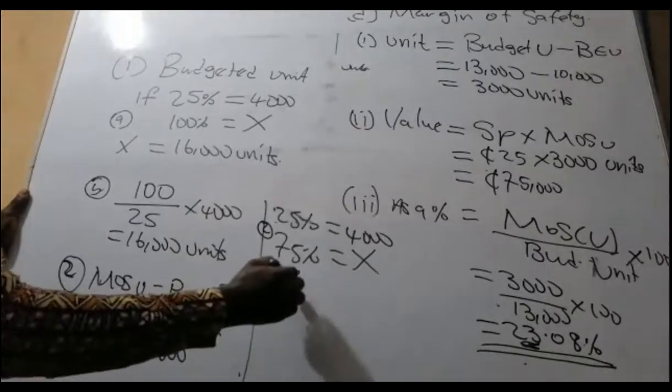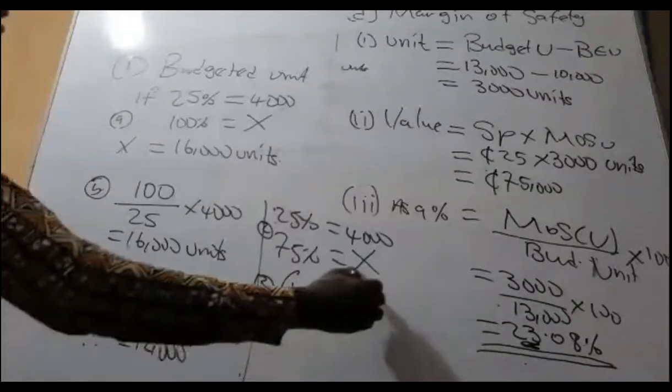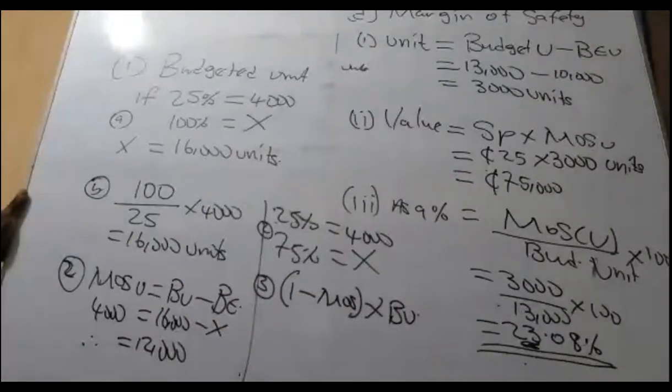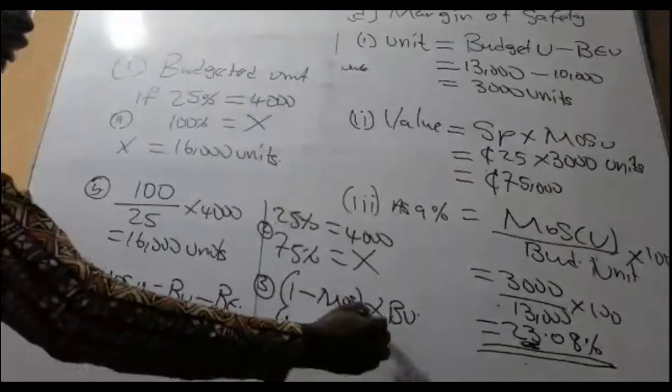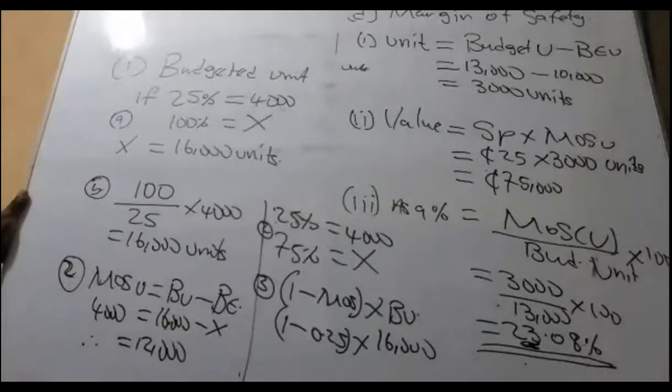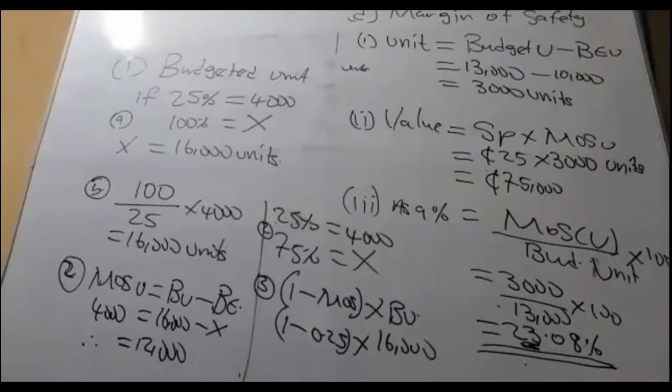Method three. We said, open your bracket, one minus the margin of safety percentage, times the budgeted unit. How do you work it out? Margin of safety is 25%, so it will be one minus 0.25, times the budget of 16,000. That's the third approach. All of them give us the same answer. We are preparing ourselves towards question number three. When I get to question number three, you will do it for me. Good. Now let's move on. I hope it's clear.